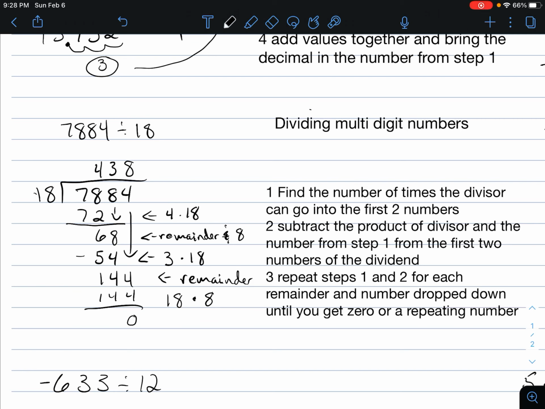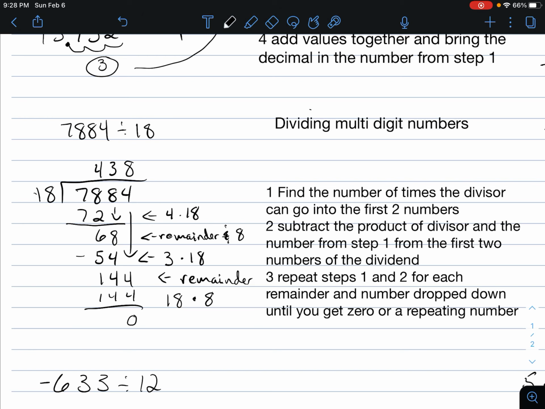So we're seeing how many times 18 can go into 78. You're going through and breaking it into smaller chunks. We're not trying to go 18 into 7,884. We ask, what is the first chunk of the number that 18 can go into? That would be 78. It can't go into 7, but it can go into 78, and that would be 4 times. So we take 4 times 18, and that gives us 72.